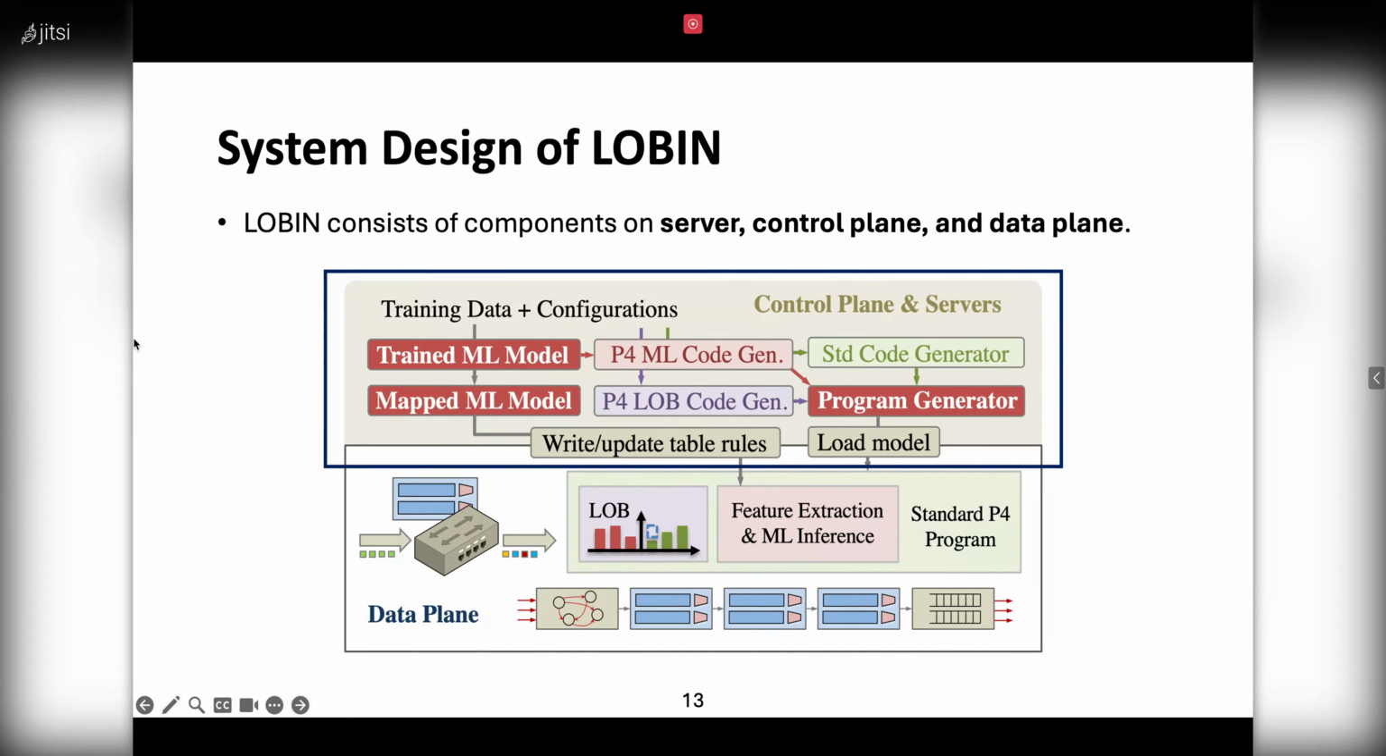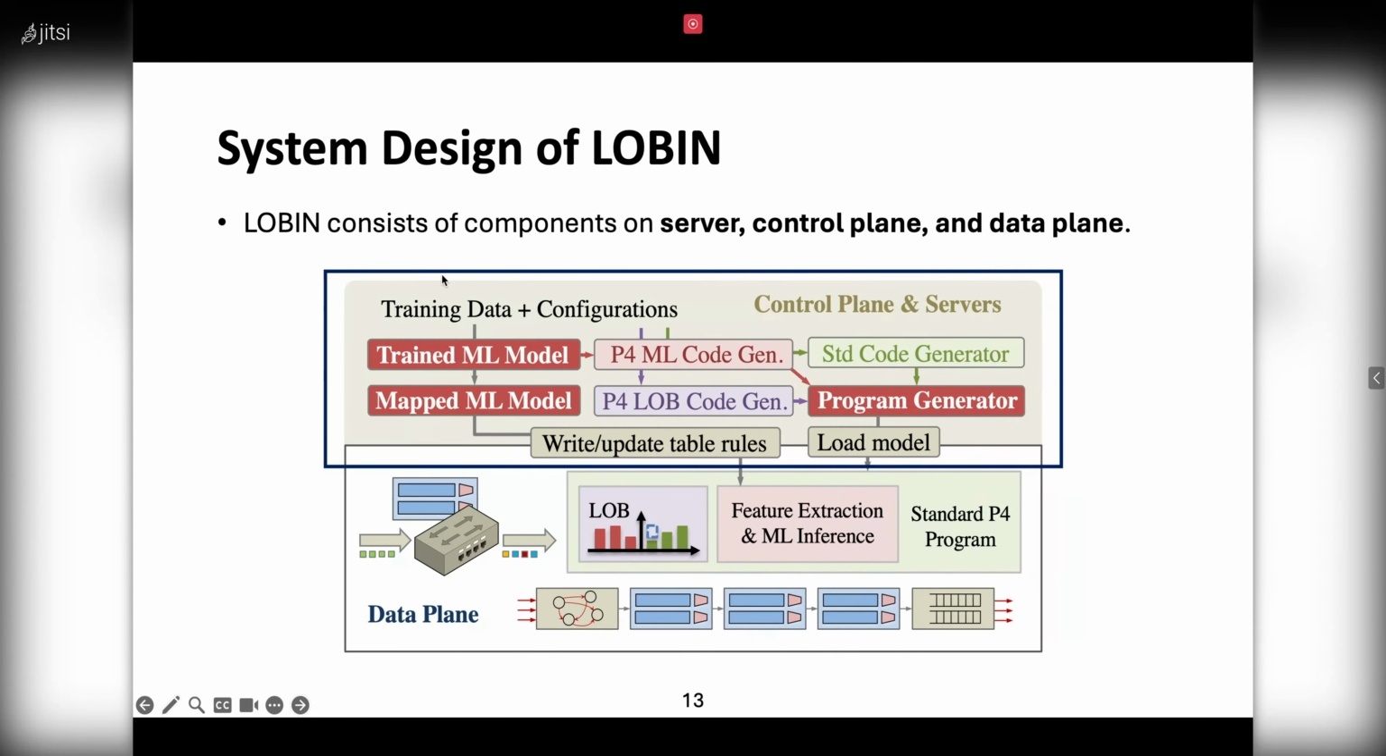In this process, we generate P4 code. The P4 programming language is designed for processing data within the network. Here we have three components in the program. One is related to machine learning. One is related to how to build the limit order book. One is standard code, designed for packet forwarding and those basic functions.